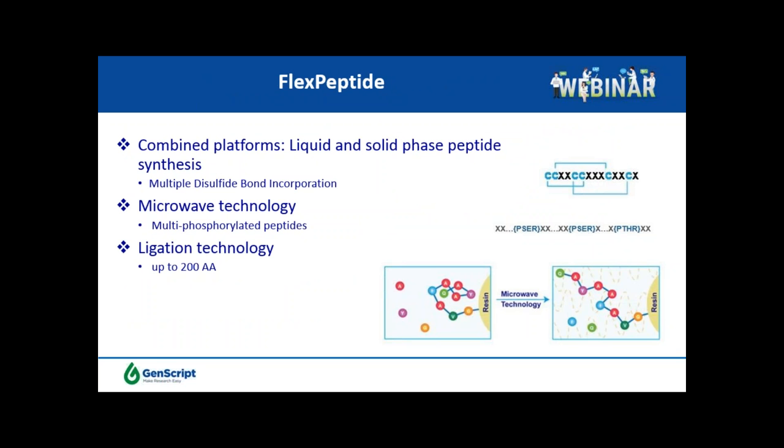Once we decide which peptide will be used as an antigen, our state-of-the-art flexipeptide synthesis platform can maximally accommodate your special requests. The liquid solid phase allows incorporation of multiple disulfide bonds to form cyclic peptides. Then, if requested, GenScript's microwave technology can introduce multiple phosphorylation sites within the same peptide. In addition, our ligation technology allows us to synthesize peptides of up to 200 amino acids in length.